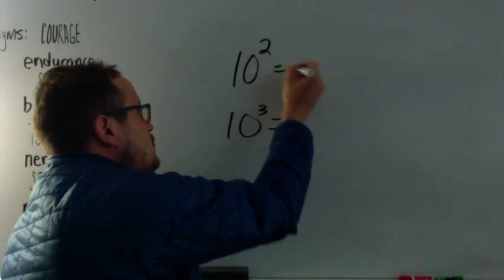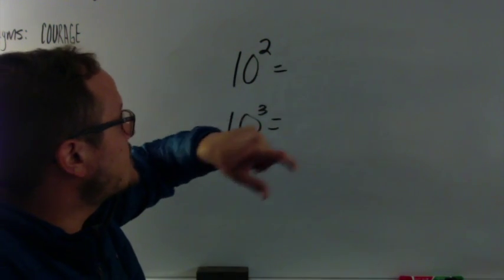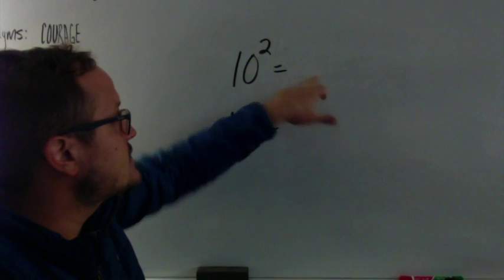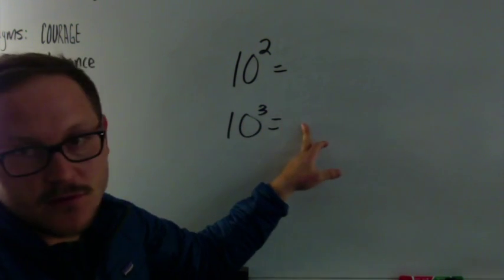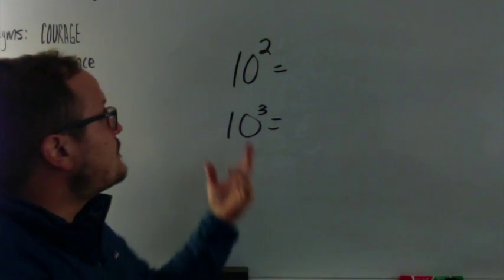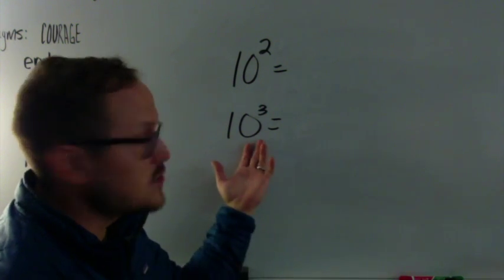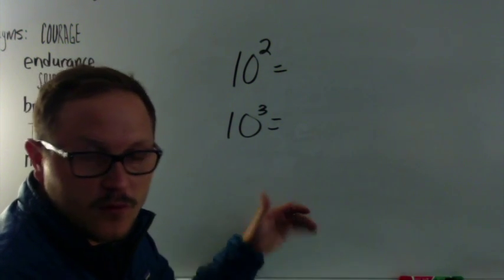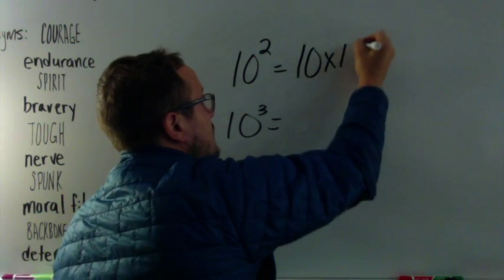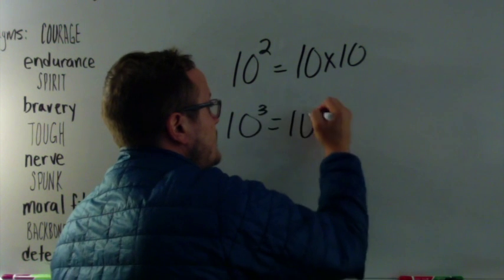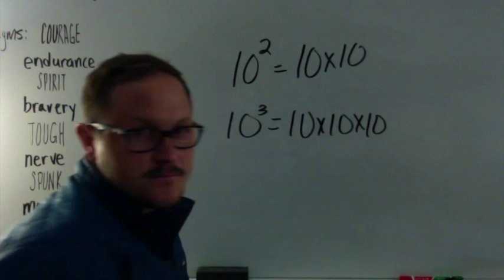Some of the kids made the quick and obvious understanding that this little floating 2 here does not mean 10 times 2, so this would not be 20. And this does not mean 10 times 3, so this would not be 30. It actually means that this 10 is being multiplied twice, and this 10 is being multiplied 3 times. And if it were 10 to the 4th, it would be 4 times, which looks like 10 times 10 up here, and 10 times 10 times 10 down here.